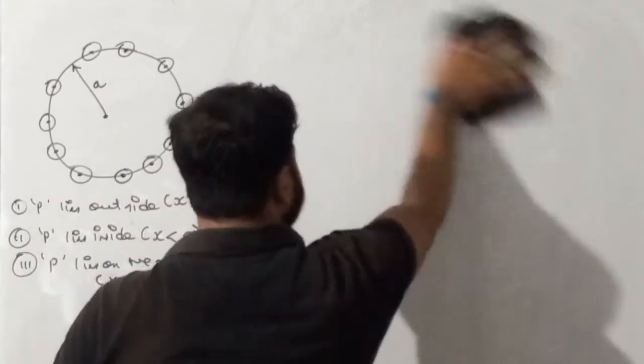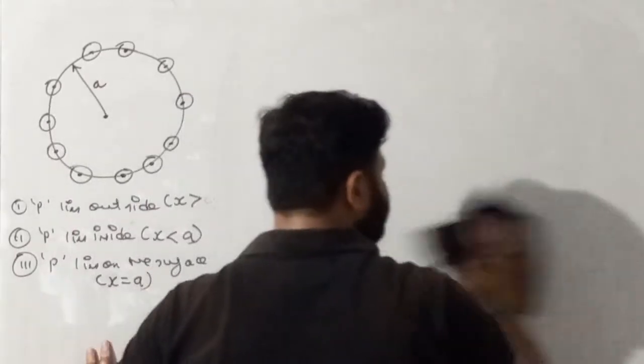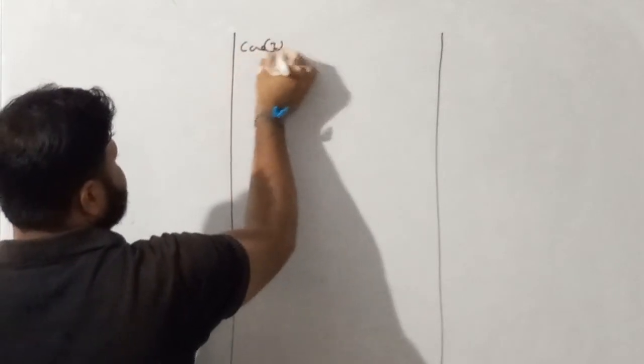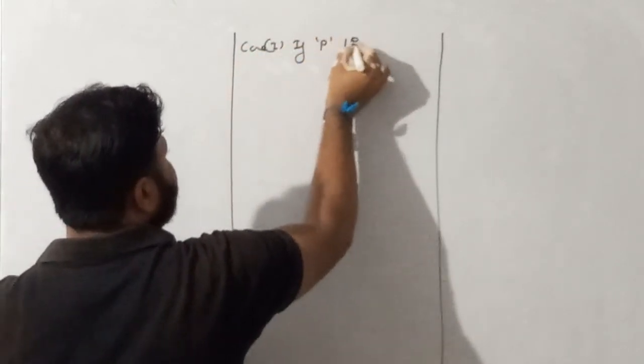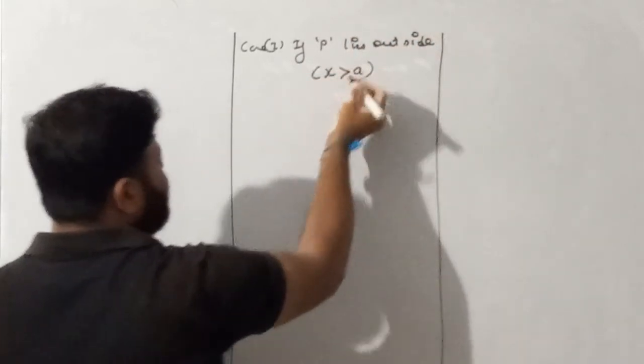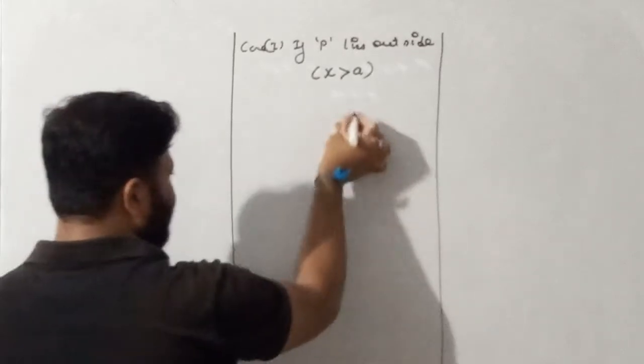Case first, if P lies outside. Write down case first, if P lies outside. If P lies outside, it means x is greater than A. So this is how we'll solve it.